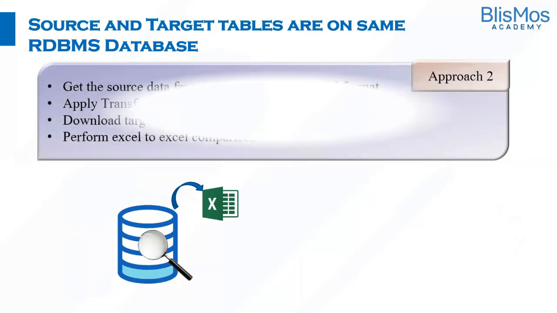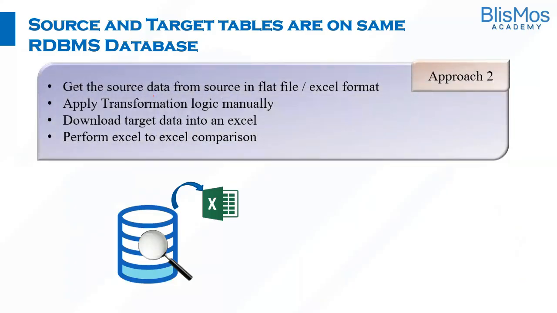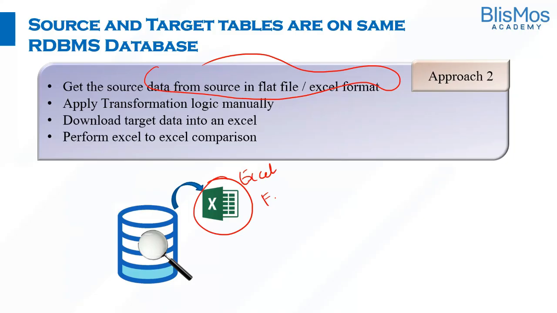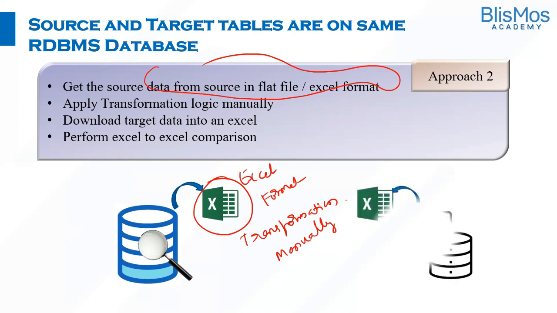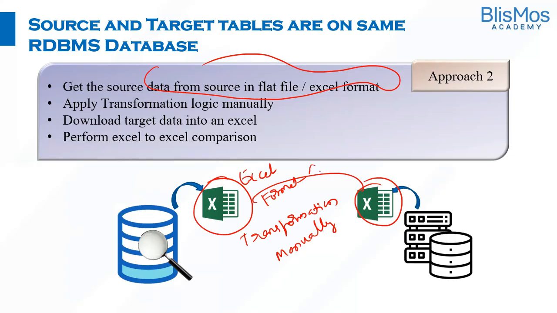The second approach is get the source data from a source in a flat file or an Excel format and then apply the transformation manually. Then download the target data into an Excel and perform a comparison in Excel. This is one more approach.